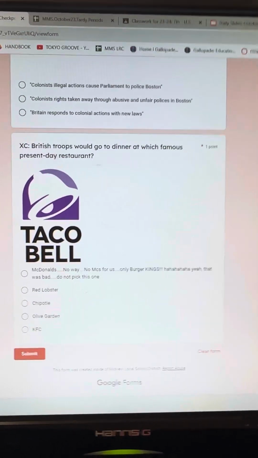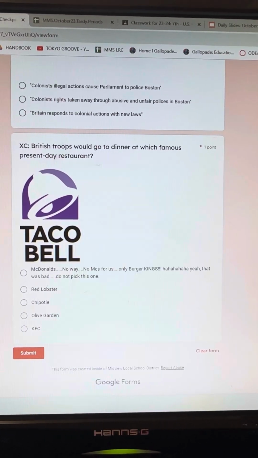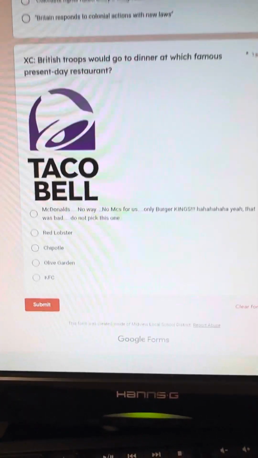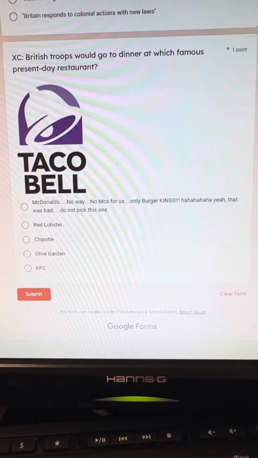The extra credit, British troops would go to dinner at which famous present-day restaurant? McDonald's, Red Lobster, Chipotle, Olive Garden, KFC.